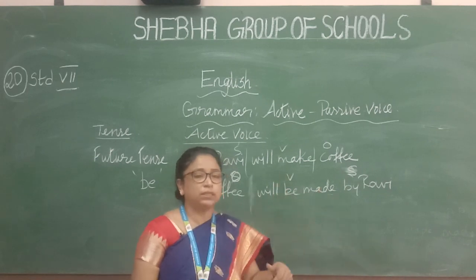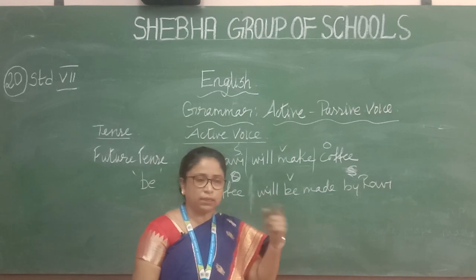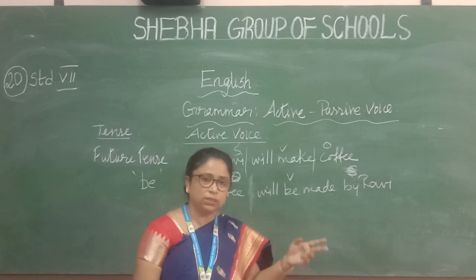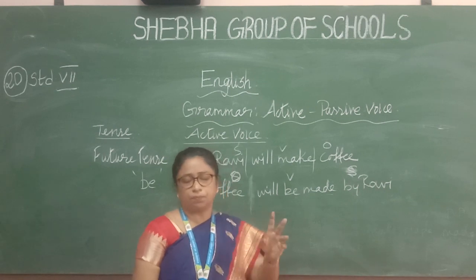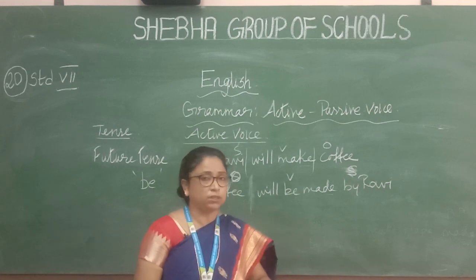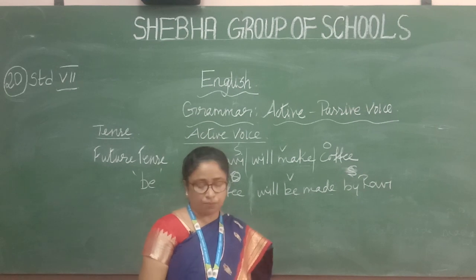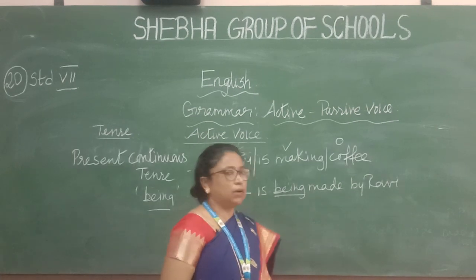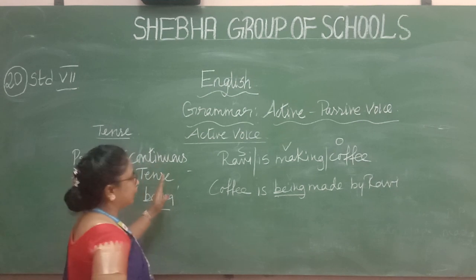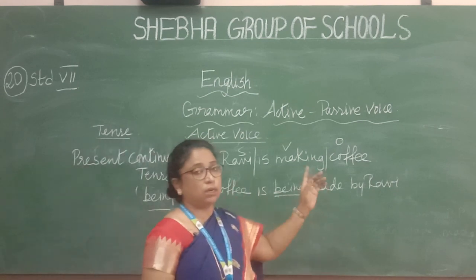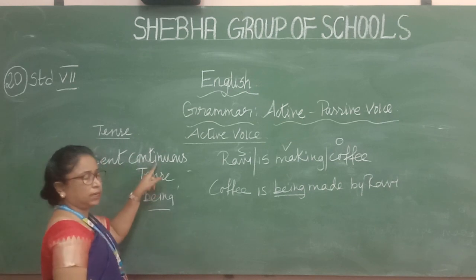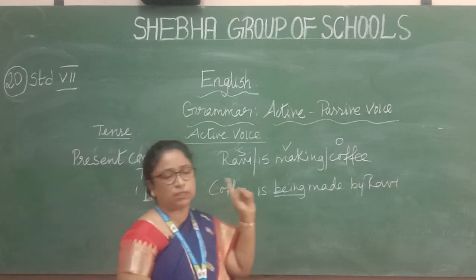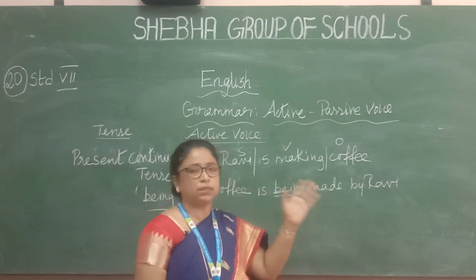And now next is continuous tense: present continuous tense, past continuous tense, then perfect continuous tense. So we are going to see this now. Now I am going to teach you how to change active voice into passive voice in the present continuous tense. What is continuous tense? Another word is progressive tense. Present progressive tense or present continuous tense.